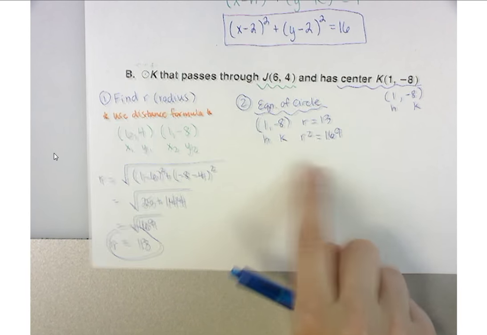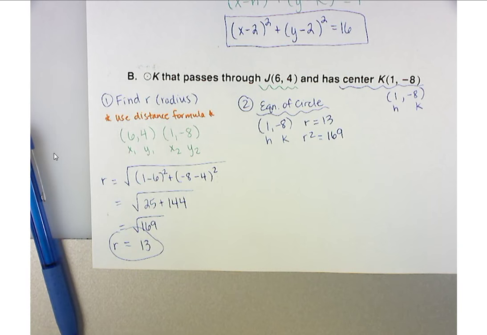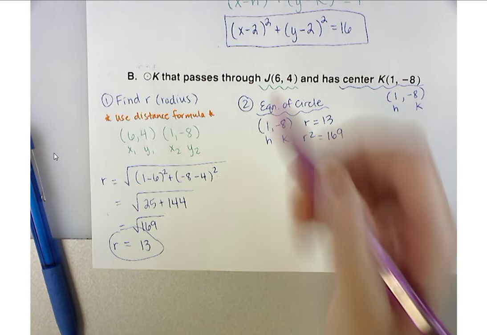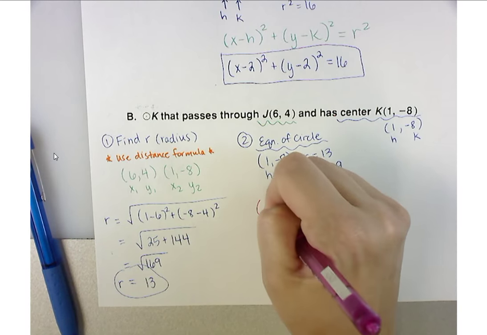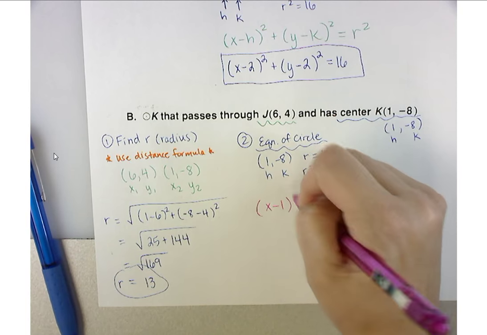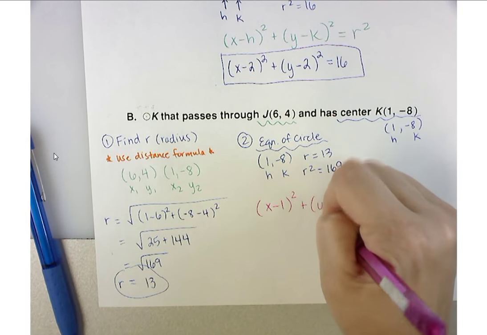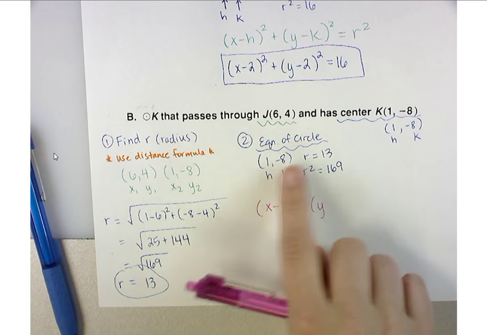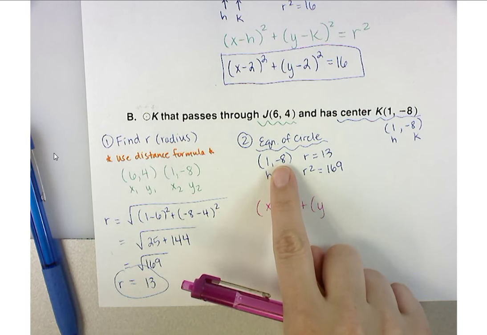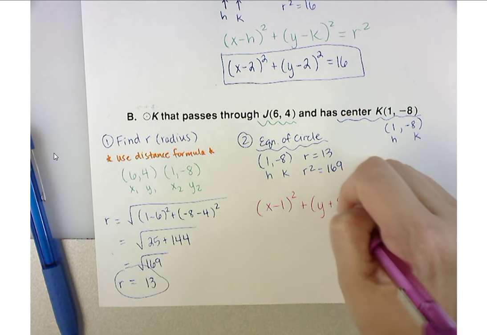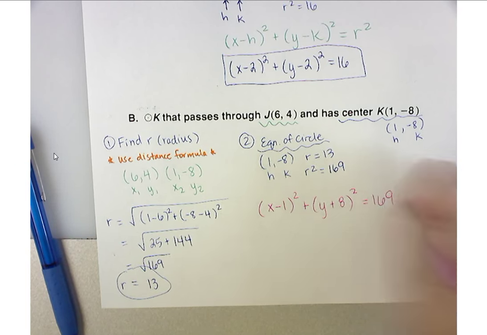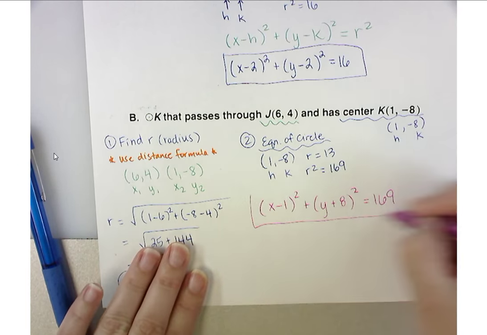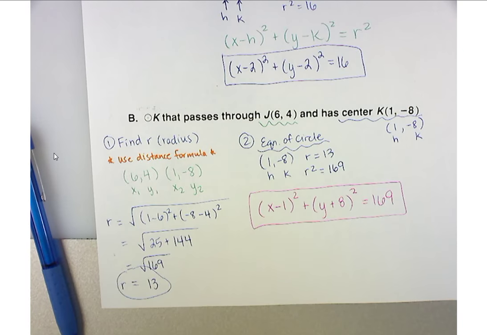Okay, so then let's go ahead and substitute this in. Alright, so using my circle equation from above, I have x minus h. So I'm going to have x minus 1 squared plus, if I have y minus k, I have y minus a negative. And what's going to happen when you have minus a negative? It's going to turn into plus. And then 13 squared, we already found, was 169. So this is going to be my equation.